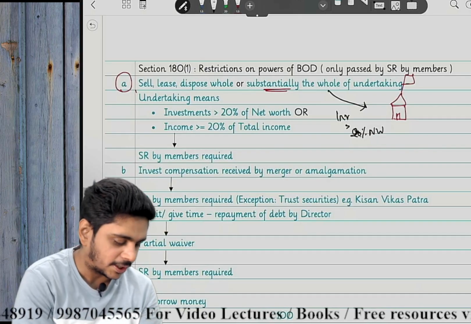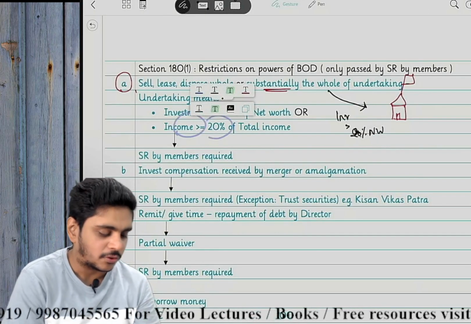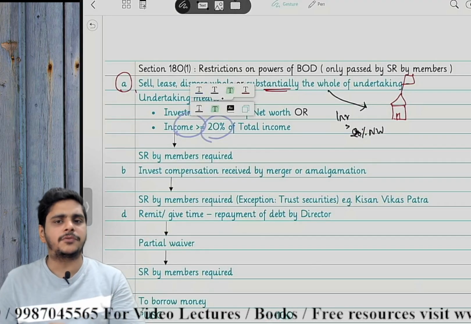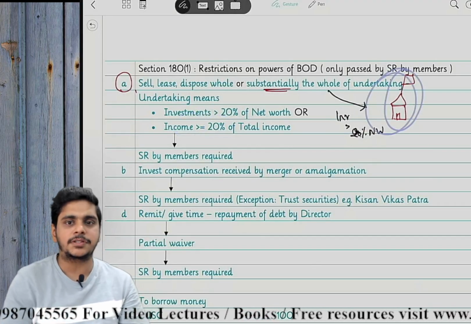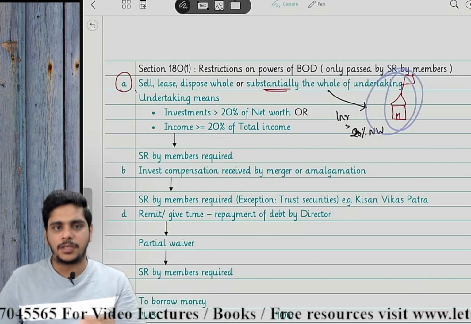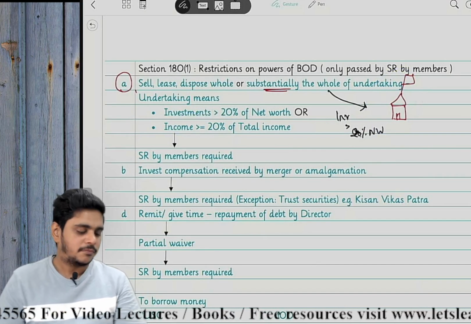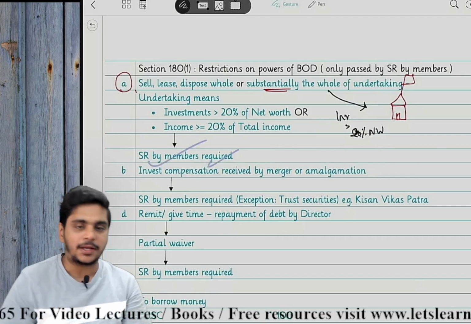Number 2, income: the unit which generates more than or equal to 20% of total income. If this branch, this division, this unit is generating minimum 20 rupees, then boss, board, it is not your power, members will do it by SR.